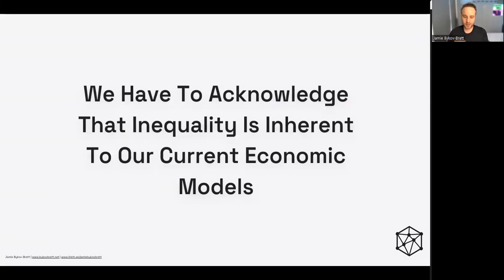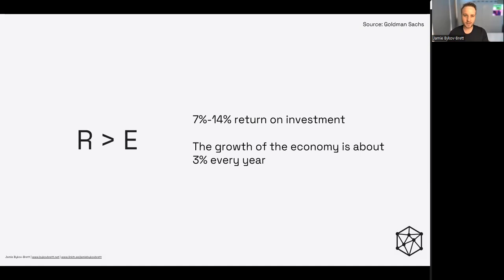So first of all, if this talk is going to make any sense to anyone, we have to acknowledge that there is inequality that is inherent within our system. Our current economic models have inequality baked into them. And the best way that I can think of describing this, maybe a bit reductionist but takes it down to its core level, is using a formula by Thomas Piketty, who is a renowned economist, which is R > G, which is the return on investment is greater than the growth of the economy.